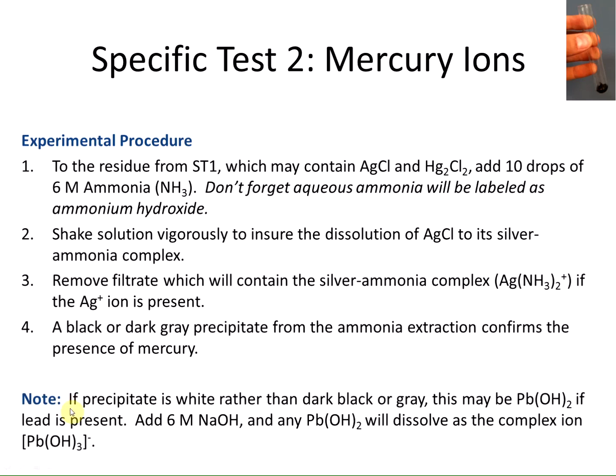And again, remember, if a precipitate is white rather than dark black or gray, this may be lead hydroxide, if lead is present, so you need to add 6 molar sodium hydroxide. And if that white solid dissolves, then you know that that was lead and it wasn't necessarily your mercury there.